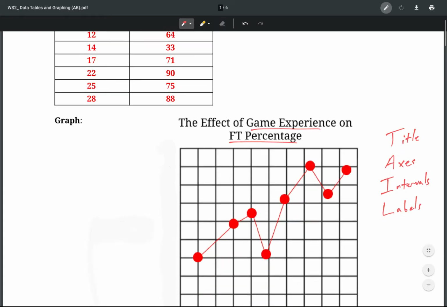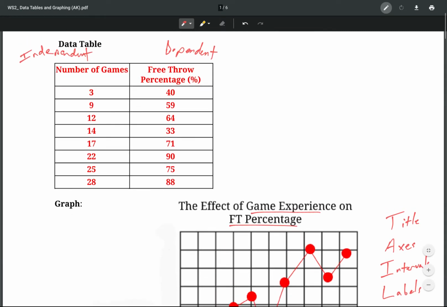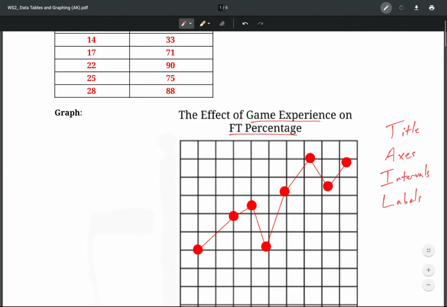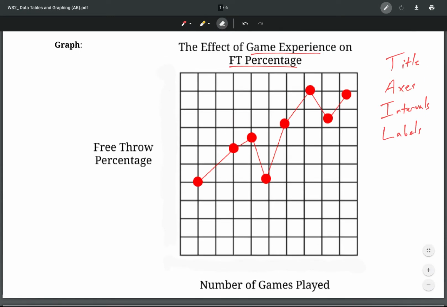Game experience. Then for axes, we have to make sure that we put the independent variable on the bottom of the graph and the dependent variable on the side of the graph. And so number of games has to go down here, and then free throw percentages have to go up along the side. And now we've got to try to find intervals, and intervals are the most involved part of this.